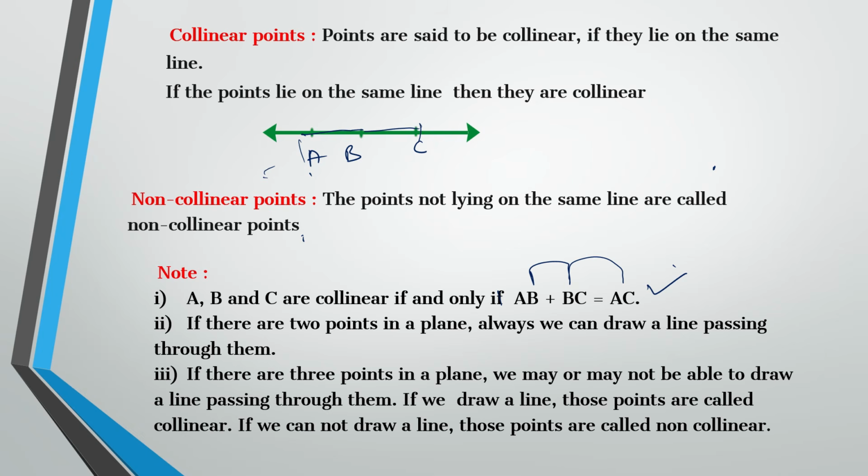If there are three points in the plane, we may or may not be able to draw a line passing through them. If we can draw a line, then those points are called collinear. If we cannot draw a line, then those points are called non-collinear. That is about collinear points. Next concept: intersecting lines.